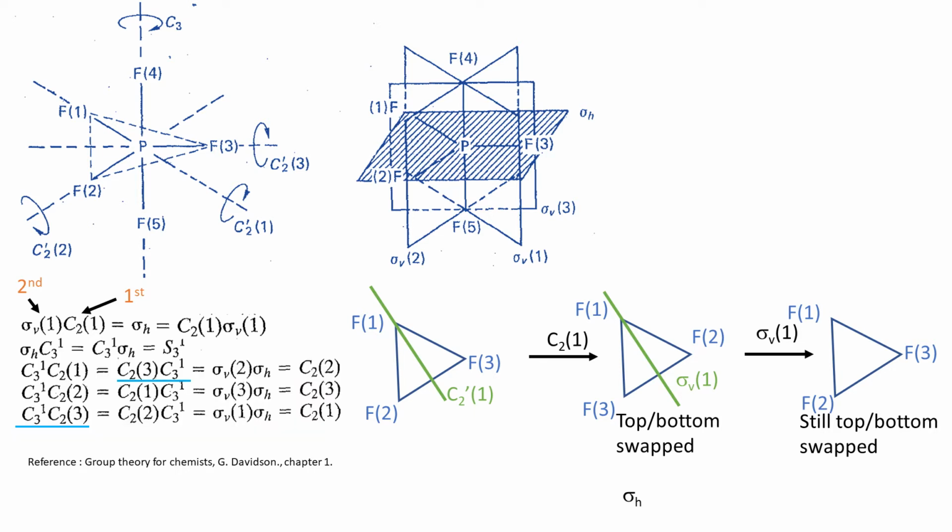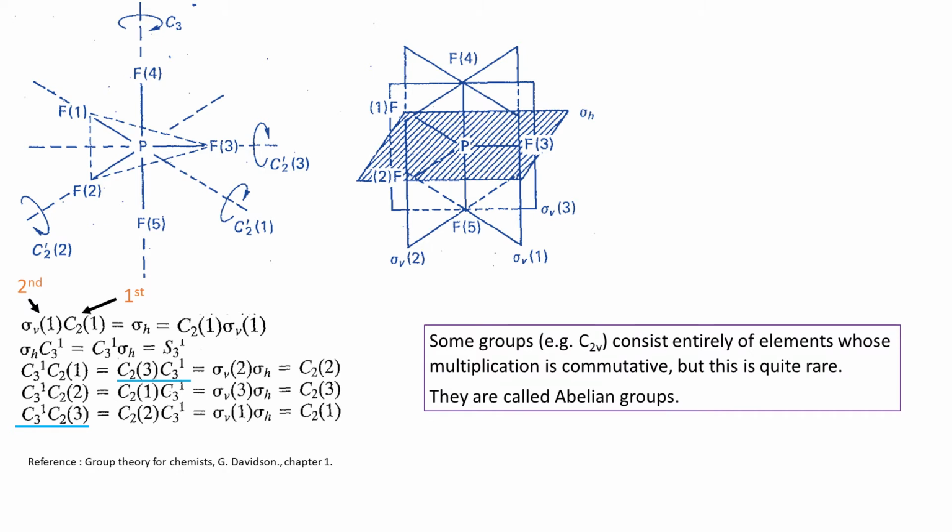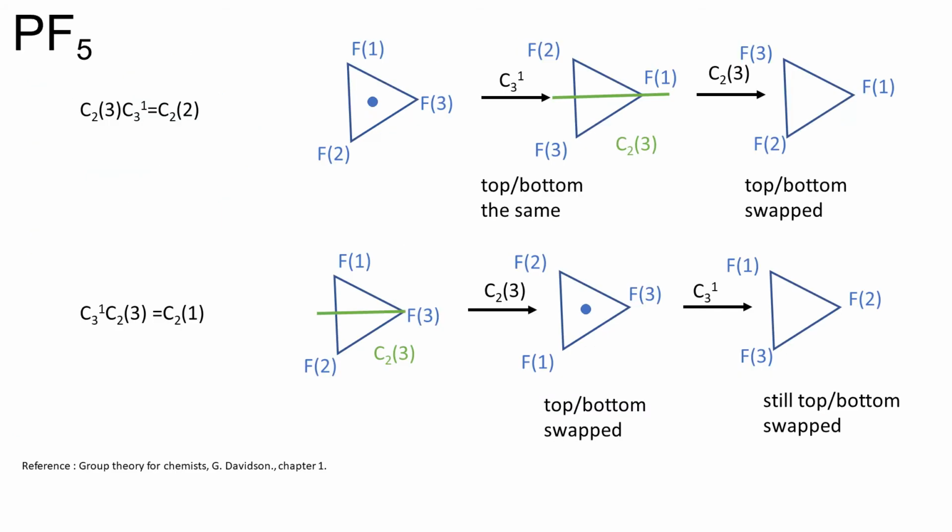Here we see more examples, and please look at the highlighted operations. For instance, in these instances, the order does matter. So we say that overall, for D3h, the order matters, and we say that this group is non-abelian. But there are some groups where the order of operations doesn't matter, and these groups are called abelian. One example can be, for instance, C2v. Here I just drew out the highlighted examples to show you that the results are indeed different.